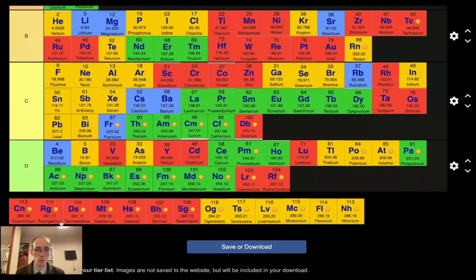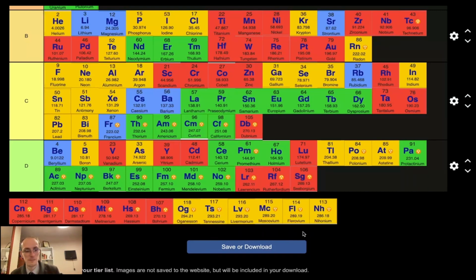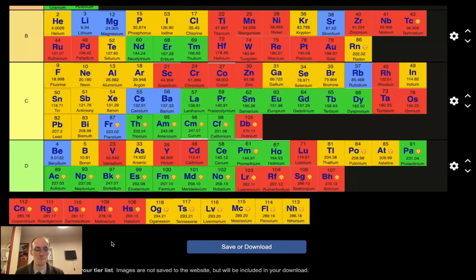Next up, Seaborgium, named after Glenn Seaborg, nuclear chemist. Yep, cool. That can go in D as well. Bohrium, yep, it's a radioactive metal named after Niels Bohr. Hassium, named after the German state of Hesse, which is where it was discovered. Yep, that's brilliant.